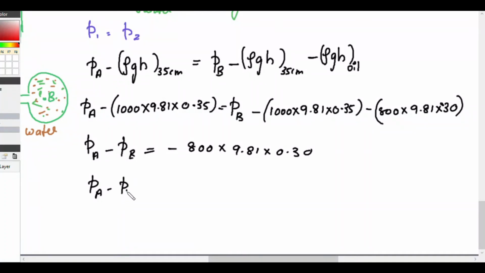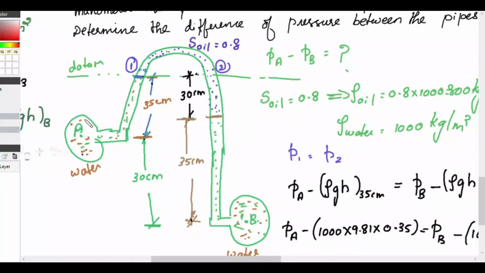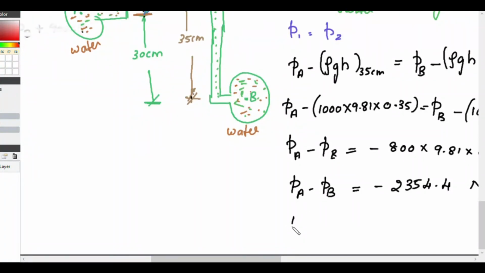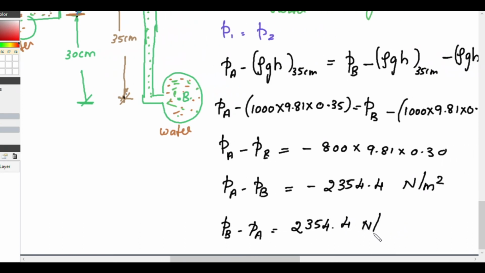So we get PA minus PB equal to minus 2354.4 Newton per meter square. See here, PA lies at the top. That is why the difference, PA minus PB, becomes negative. In the other sense, if this is PB minus PA, we get 2354.4 Newton per meter square. So this is our answer.